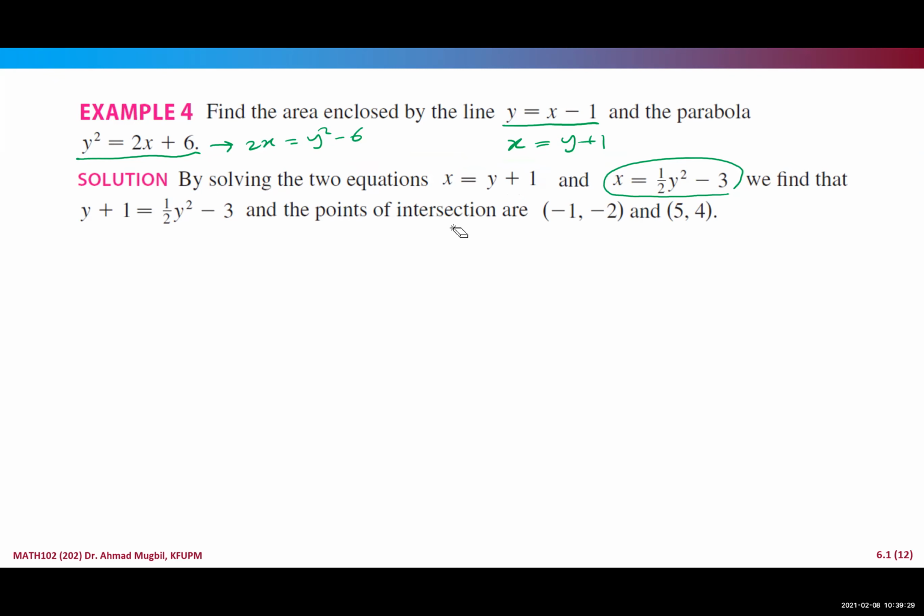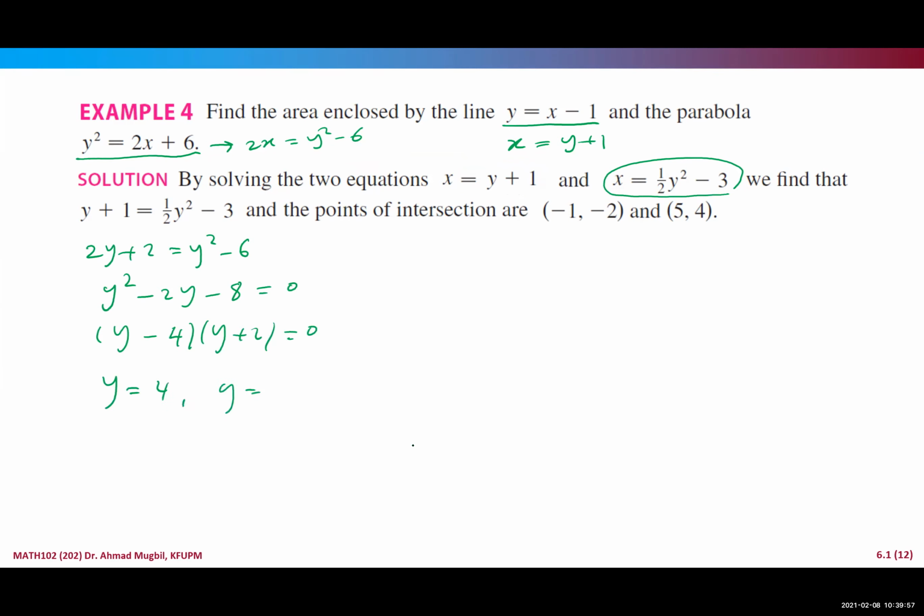Now, to find the intersection points, you need to equate both x's, so this equals this. If you did that, you will have 2y plus 2 equals y squared minus 6. Move these to the other side, so you will have y squared minus 2y minus 8 equals 0. Factor: this is y minus 4 times y plus 2. So y is 4 and y is negative 2. So if you want to integrate with respect to y, you integrate from negative 2 to 4.